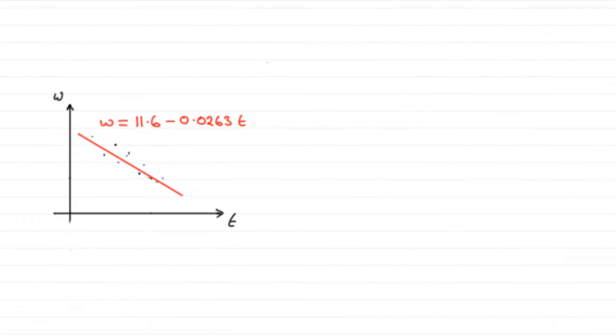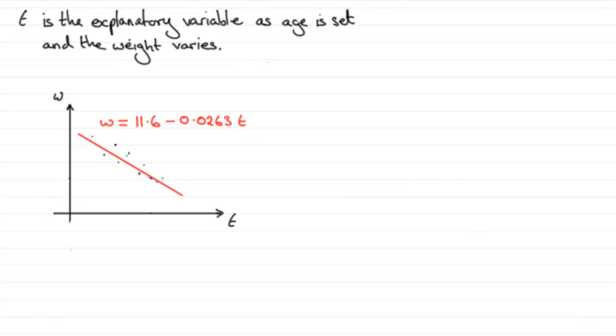Now for part D, we've got to state with a reason which variable is the explanatory variable of these two, t or w. Well, in your equation it's t. The value here, t is the explanatory variable because it's set and the weight varies dependent on what t is. Okay, so in summary then, t is the explanatory variable as age is set and the weight varies.